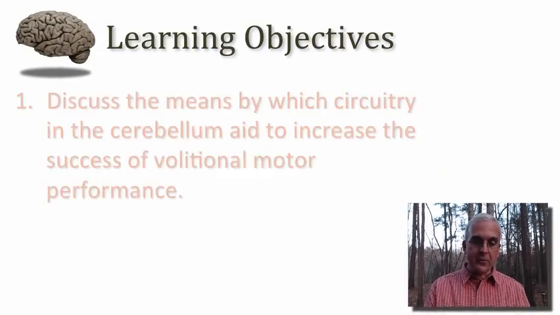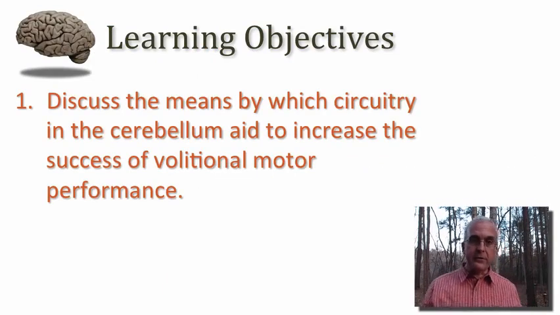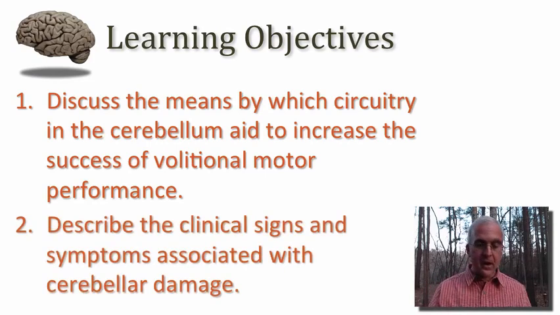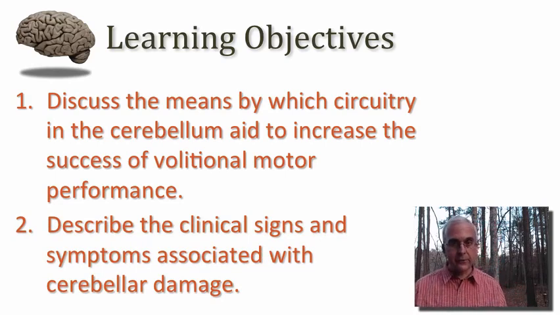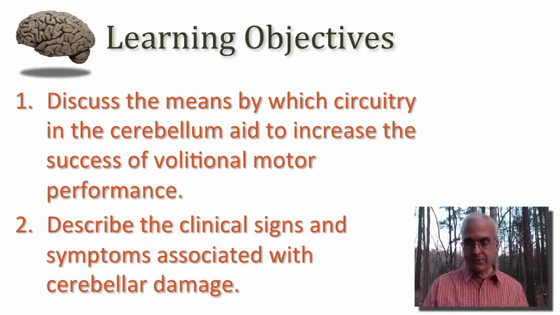Welcome back to part 3 of this tutorial on the cerebellum. I'd like to say a little bit more about the functions of the cerebellum and then talk to you some about dysfunctions of cerebellar circuits. So my learning objectives are that you would discuss the means by which circuitry in the cerebellum aids to increase the success of volitional motor performance. And I want you to be able to describe the clinical signs and symptoms associated with cerebellar damage.